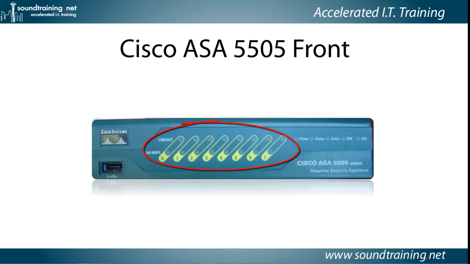Then moving along, there are 8 indicator lights along the top that indicate link activity and 8 along the bottom that indicate that you're connected at fast Ethernet speeds. Then on the right-hand side, there's a power indicator, meaning the unit is receiving power.